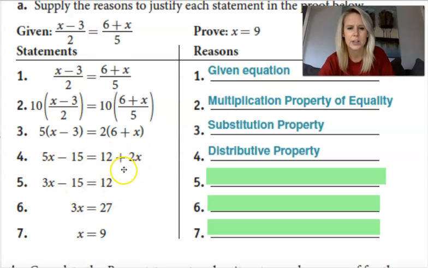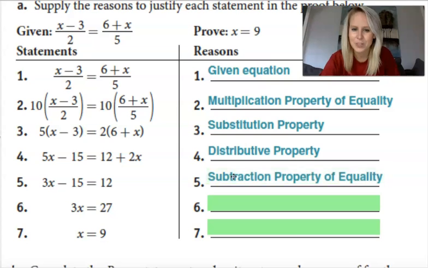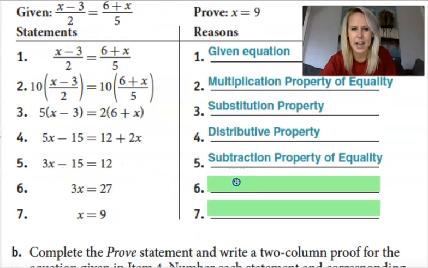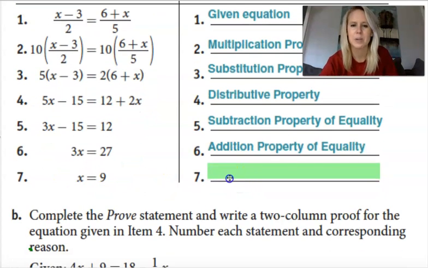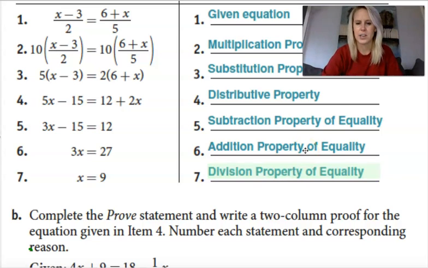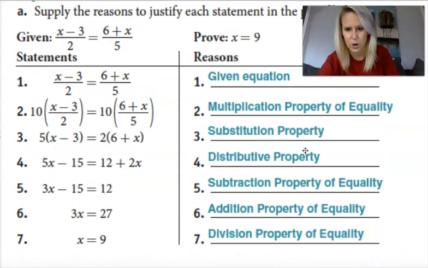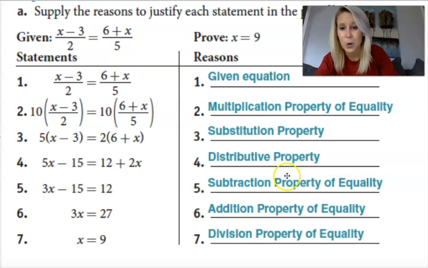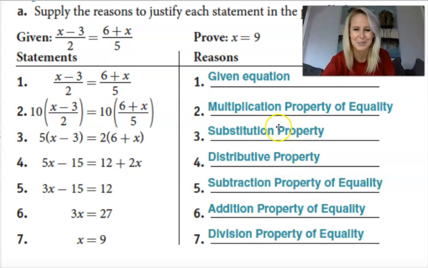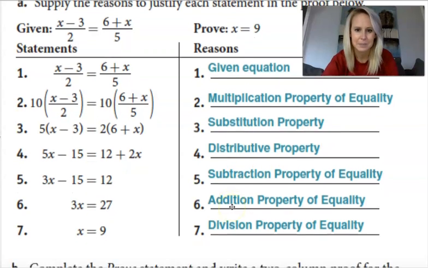This x disappeared, so it moved to the left-hand side by doing the opposite inverse operation, which is subtraction property of equality. Last but not least, they added 15, addition property of equality, and then they divided by 3 to get the division property of equality. Yes, you must have property of equality on half of those. Okay, you can abbreviate it POE if you want, but yes.